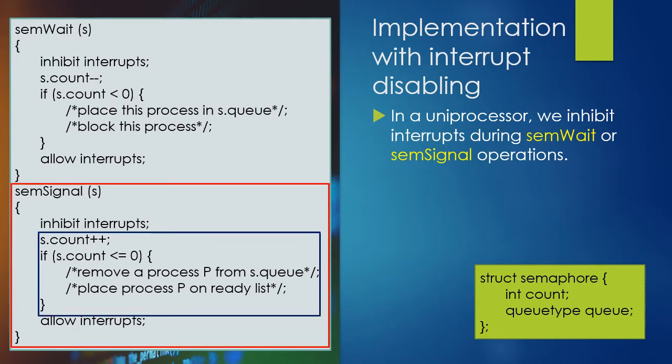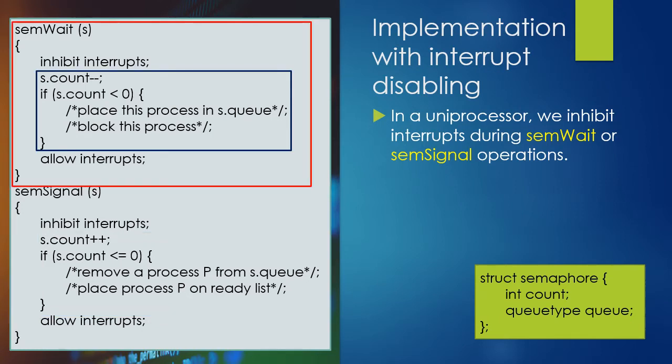The critical section is indicated by the blue box in which count and Q of the semaphore are being modified. We disable interrupts, increment count. If count is less than or equal to 0, we unblock a process from the semaphore's queue. After this, we enable interrupts. Next, let us look at semWait.